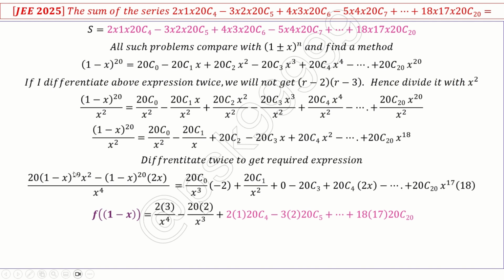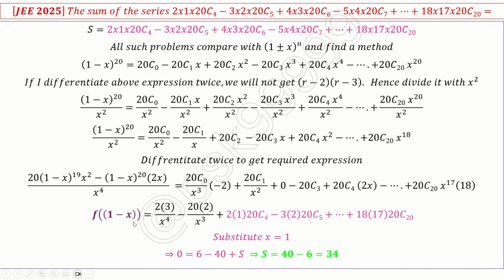So I'm not interested in differentiating this again, because it will be 0 anyway. Okay, and here it will be 2 into 3 by x to the power of 4. Okay, and minus 20 into 2 x cube plus 2 into 1 into 20C4 minus 3 into 2 into 20C5. This is exactly, the pink color is exactly my s. Okay, my s. So I'll just substitute x equal to 1.